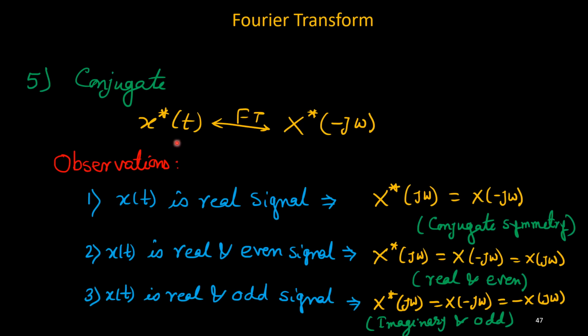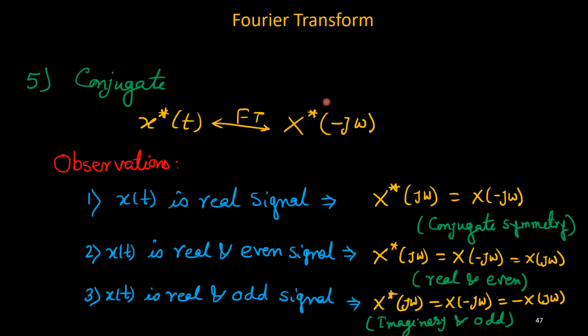Next one is the conjugate property. So if I take the conjugate of this signal x of t, we'll assume that x of t could be complex. Okay. So x star t, star is for conjugation, the conjugate of x of t. And if I take the Fourier transform, then we'll get capital X star of minus j omega. And these proofs are very simple. I have discussed this in detail in my previous lectures. Please go through those videos if you have any doubt. So here our focus is to understand all the properties briefly so that we can solve the problems.